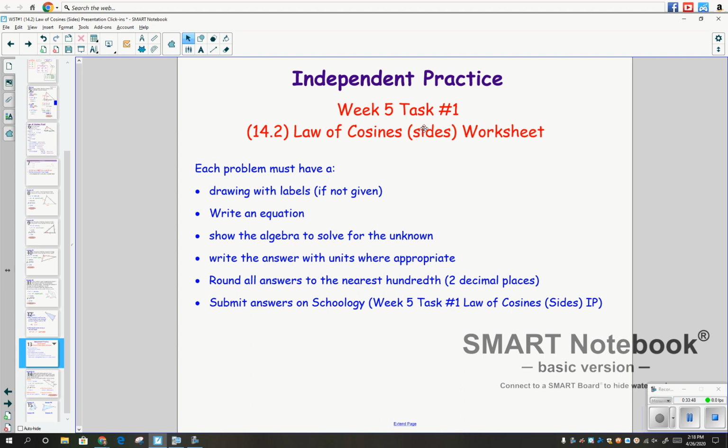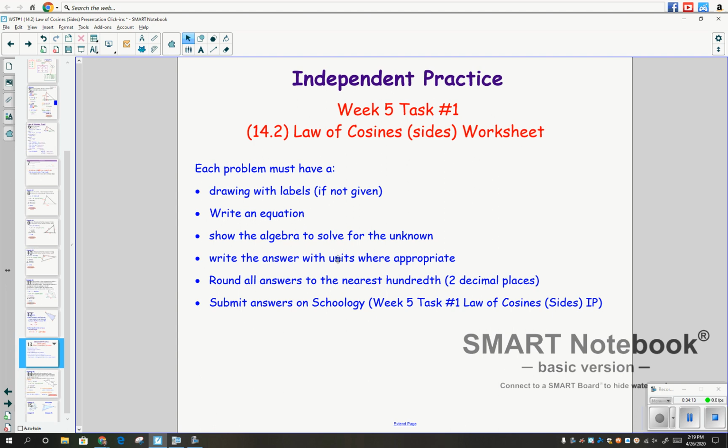So your independent practice today is week 5, task number 1, the law of cosine sides worksheet. For each problem, you should have a drawing with labels. All of them here are giving you drawings, so you don't need to worry about that. Write an equation. We're using law of cosines for all of them, but still write your equation. Show your algebra. Obviously, we're typing on your calculator, but write down on your paper what you're typing in your calculator.